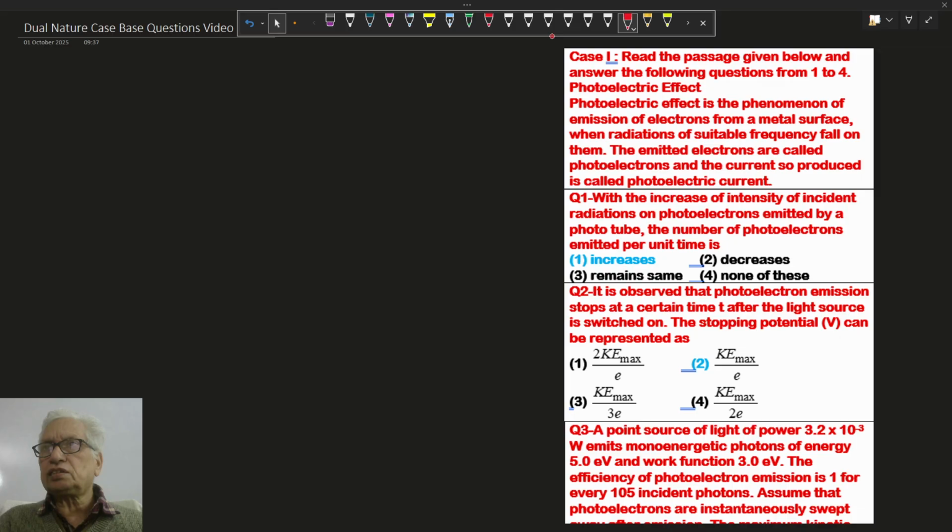So, photoelectric effect is the phenomenon of emission of electrons from the metal surface when radiations of suitable frequency, meaning more than threshold frequency, fall on it. So, this effect is called photoelectric effect. And now, question 1.